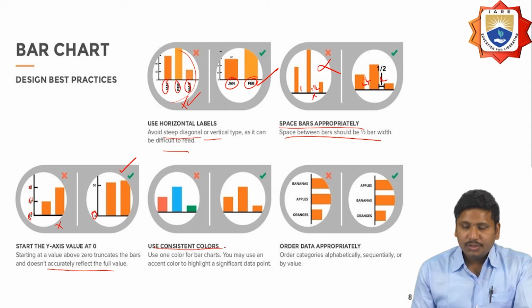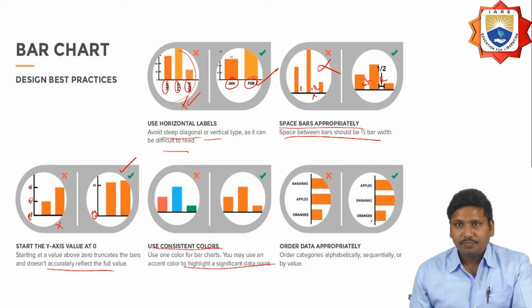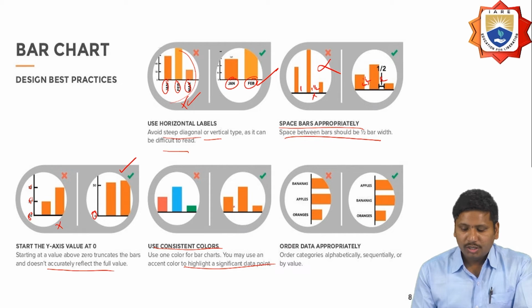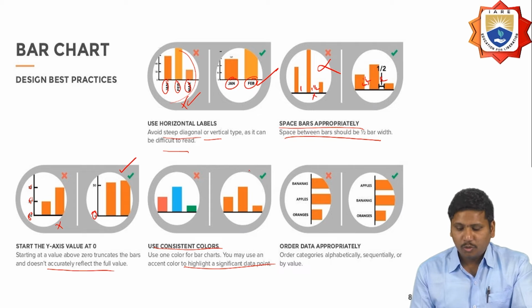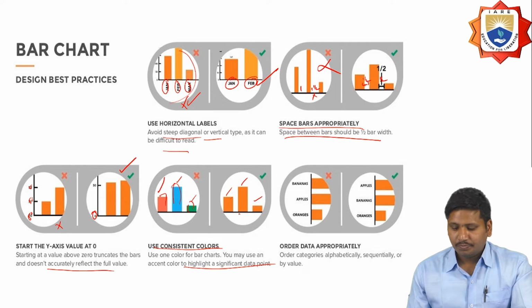Next, use consistent colors to highlight the significance of data type. Suppose I am drawing the bar chart for one application. If I use different colors, it will be treated as one value, another value, and another value, like this. But I am drawing the bar chart for a single variable only. So all the time, maintain consistent colors only.